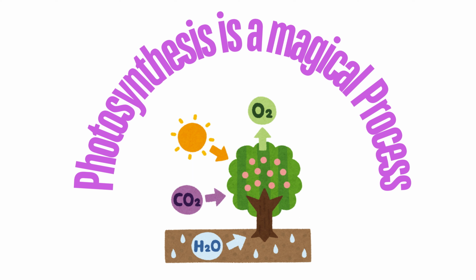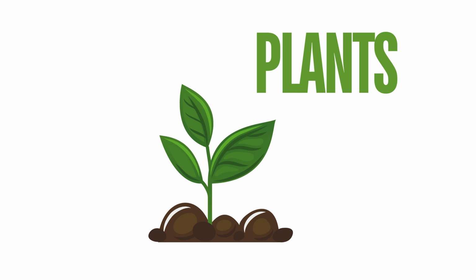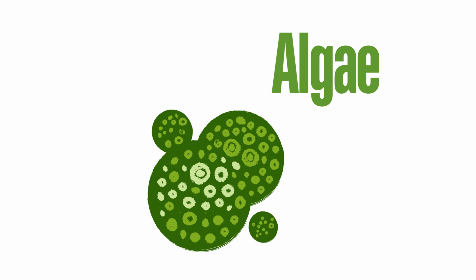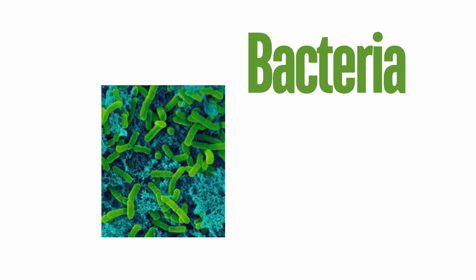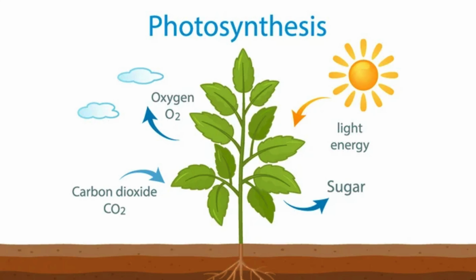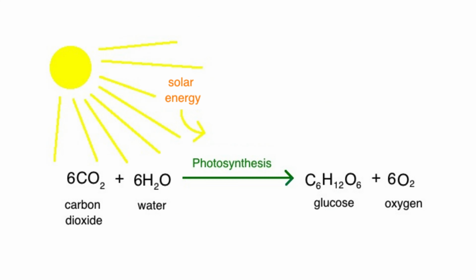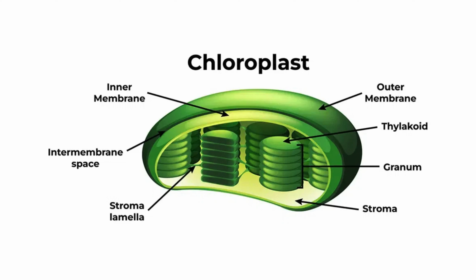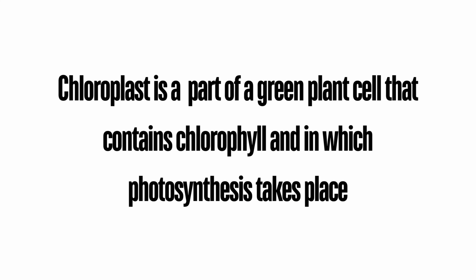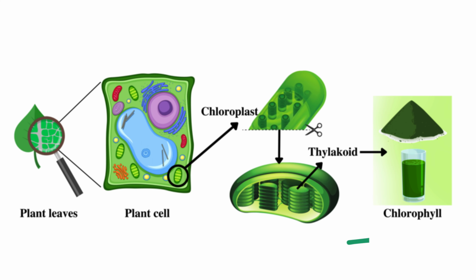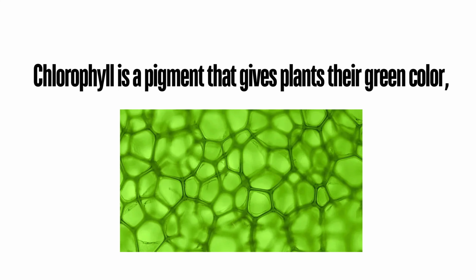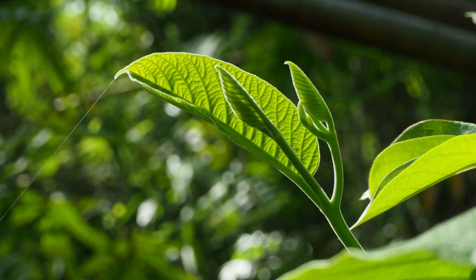Photosynthesis is the magical process by which plants, algae, and some bacteria convert light energy from the sun into chemical energy in the form of glucose, a type of sugar. It all starts in the chloroplast, the tiny green structure found in the plant cells. Within these chloroplasts is a pigment called chlorophyll, which gives plants their green color.